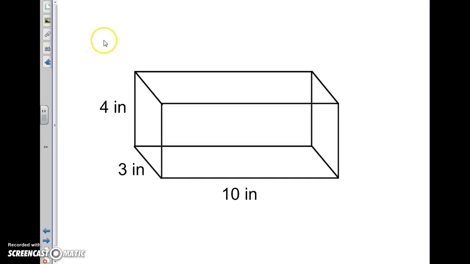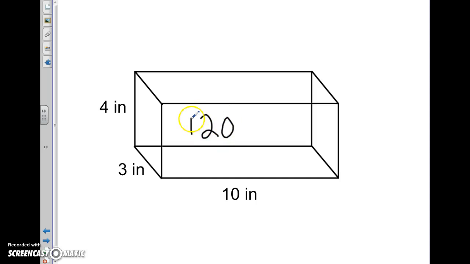Okay, so again, we're going to use that formula length times width times height. Again, there's no right or wrong way as what order you multiply these together. I'm going to multiply the 4 and the 3 together. That's going to give me 12. And then I'm going to multiply it by the length. It's just 10. So 4 times 3 is 12. 12 times 10 is 120.